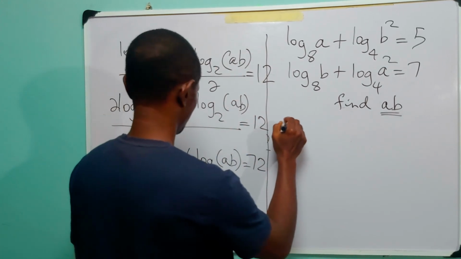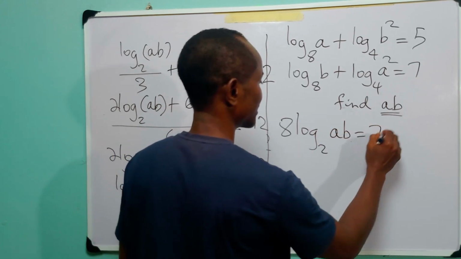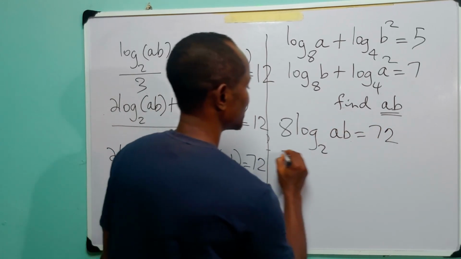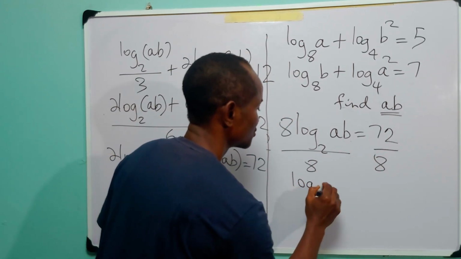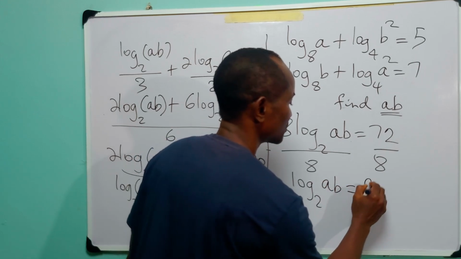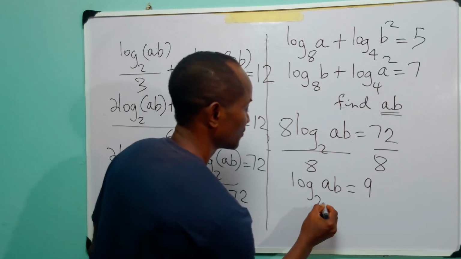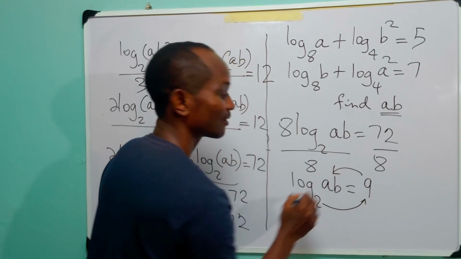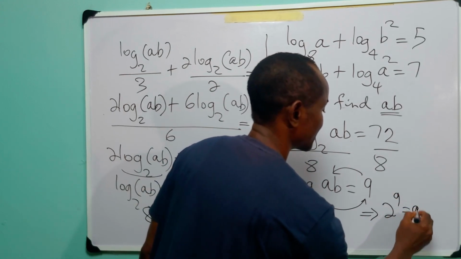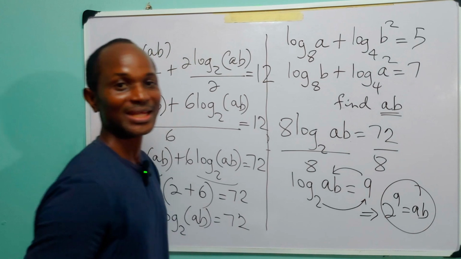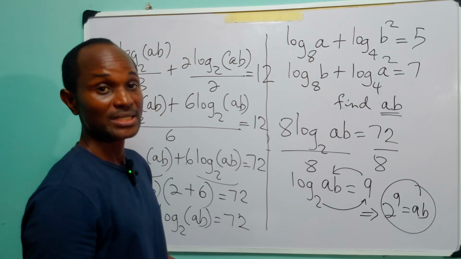So we have that 8 times log to base 2 of AB is equal to 72. So we divide both sides by 8, giving us that log to base 2 of AB is equal to 9. Once more, to find the value of AB, we have that 2 raised to power 9 is equal to AB. And that's our answer. You can leave it in this form or you can evaluate it.